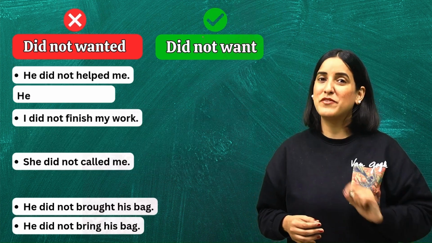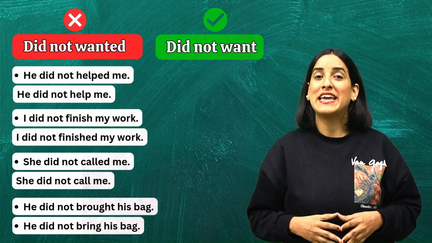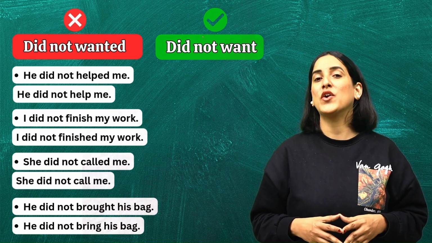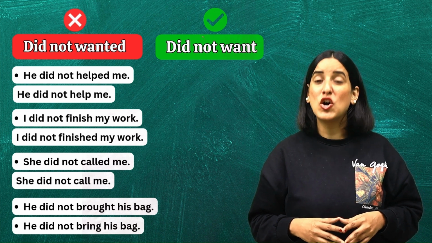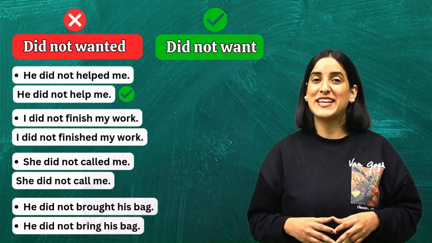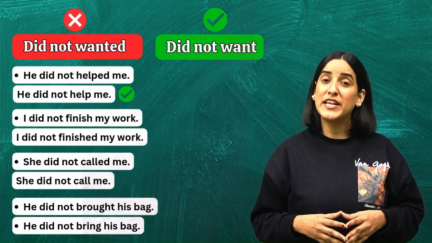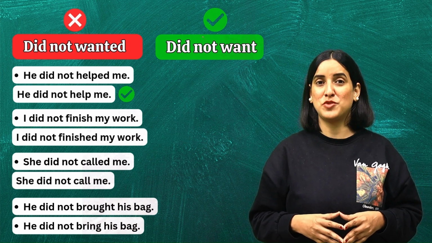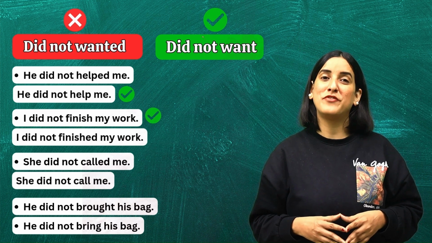Right? Now let me give you some sentences and you have to pick the correct one. Here is the first one for you. He did not help me or he did not helped me. Excellent. He did not help me. All right. The next one being this one, which is I did not finish my work or I did not finished my work. Well done. I did not finish my work.